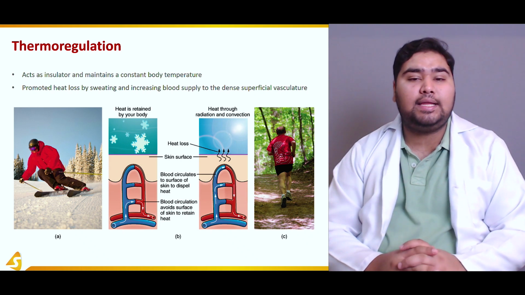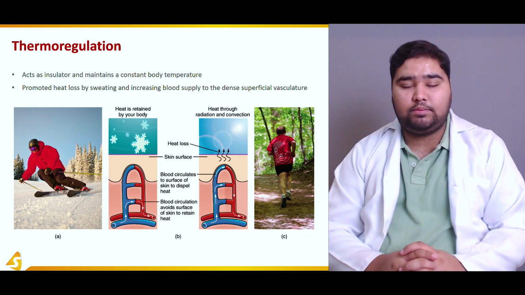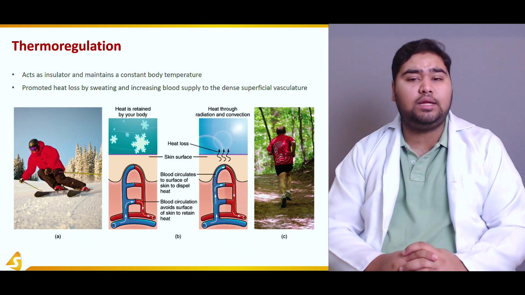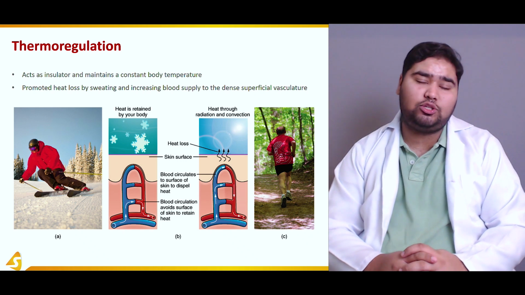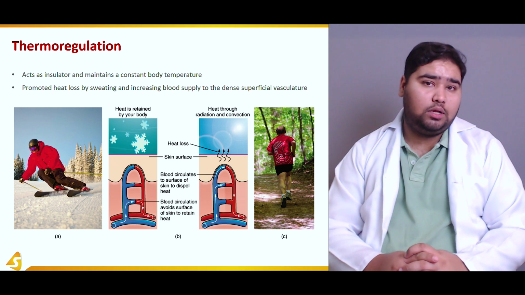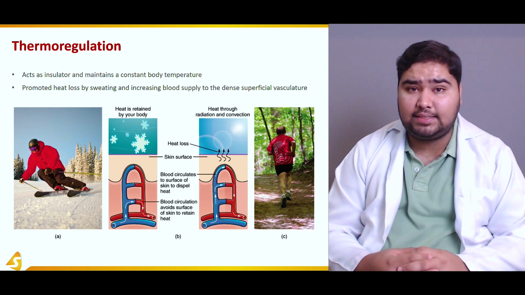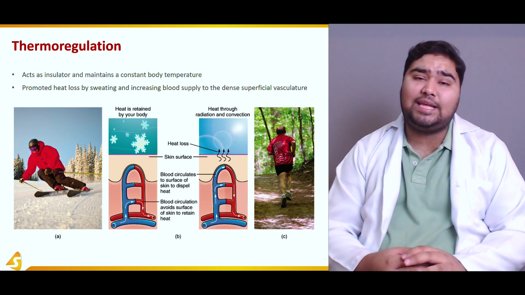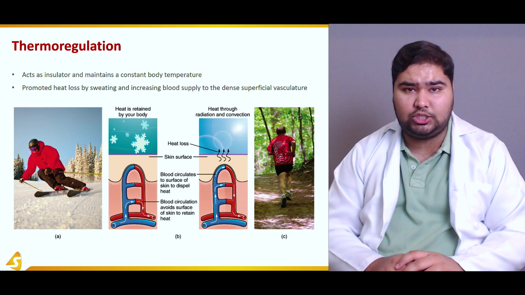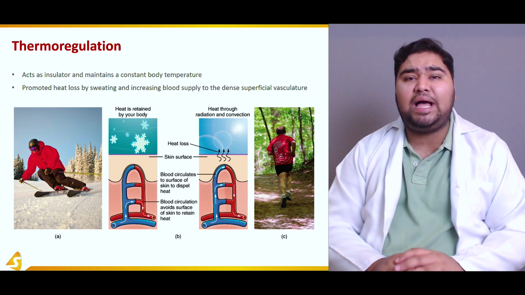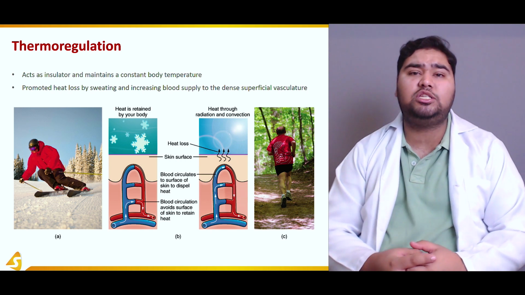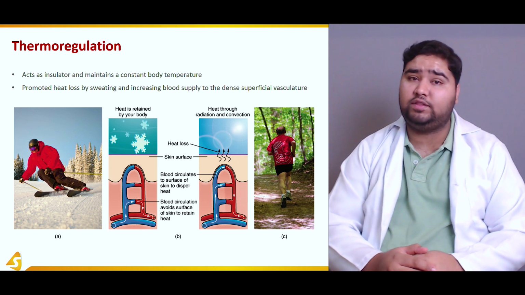Skin acts as an insulator and maintains a constant body temperature. It promotes heat loss by sweating and increasing blood supply to the dense superficial vasculature. Where was this vasculature found? We discussed it in the dermis section of this video. This vasculature is primarily found in the dermis and in the subcutaneous tissue. There is no blood supply in the epidermis. It is an avascular structure which derives its nutrition from the vasculature of the dermis.